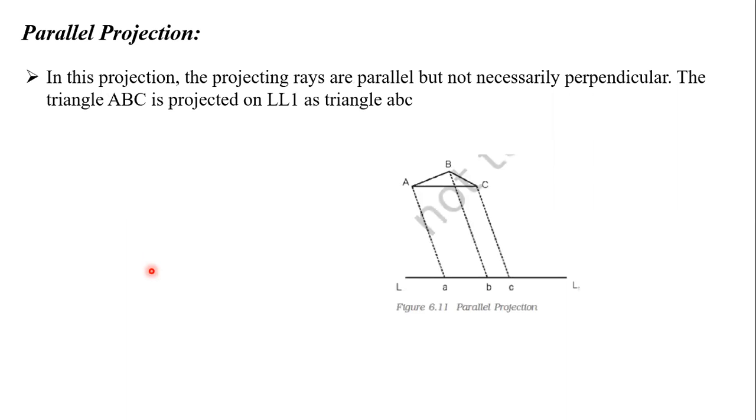So parallel projection with just the focal length will be that. For example, the projection rays are parallel but do not necessarily have to be perpendicular. Generally it will be a parallel projection, but it does not need to be perpendicular. Just for example, A, B, C, you can see L and L1. This is the parallel projection.